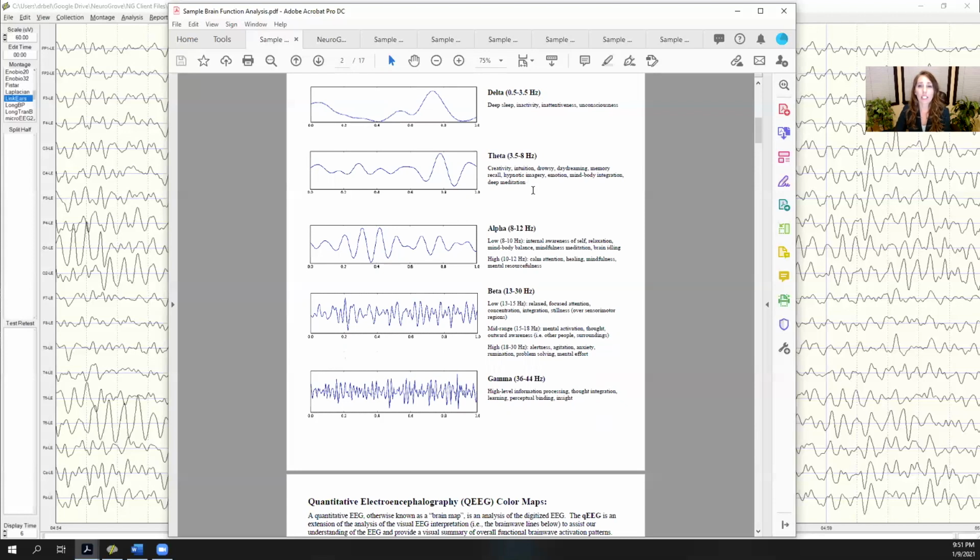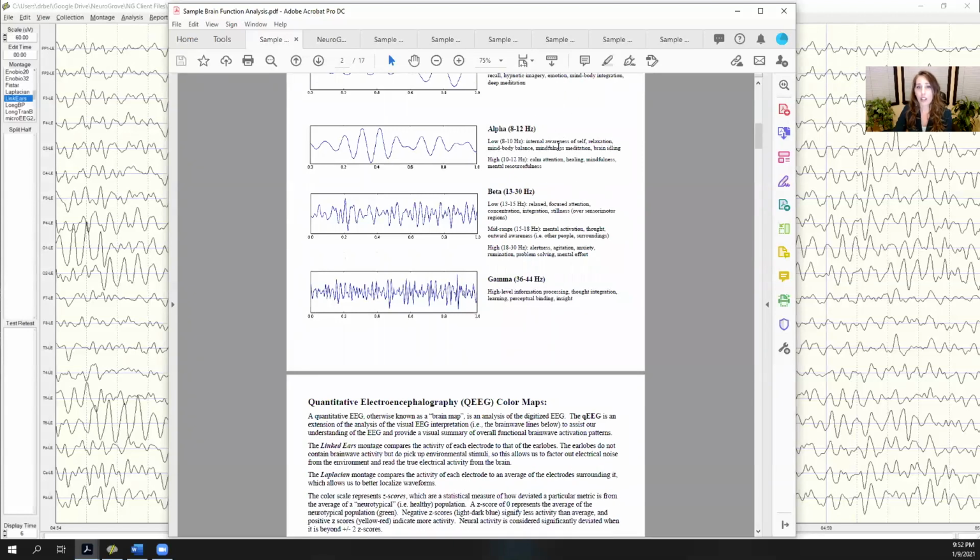So we also tend to see this in things like hypnosis. It tends to be associated with deep meditation and creativity and intuition. So as you can see, you know, theta is not a bad thing, but we do want enough of it and we don't want too much of it. Any deficiency or excess can create some issues.